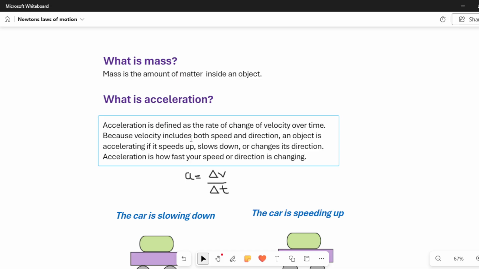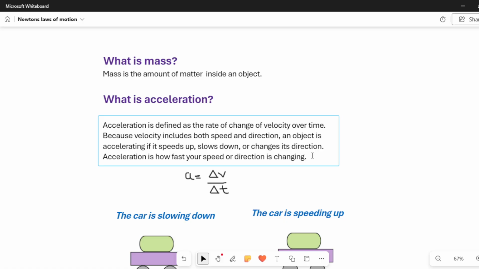We know that an object is accelerating if it speeds up, slows down, or changes direction, because acceleration is change in velocity. Velocity is nothing but speed and direction. So if speed is changing or direction is changing, that is acceleration. In simple terms, acceleration is how fast the speed or direction of the object is changing. The velocity gives us how fast the object is moving in which direction, but acceleration will give you how fast your speed or direction is changing.